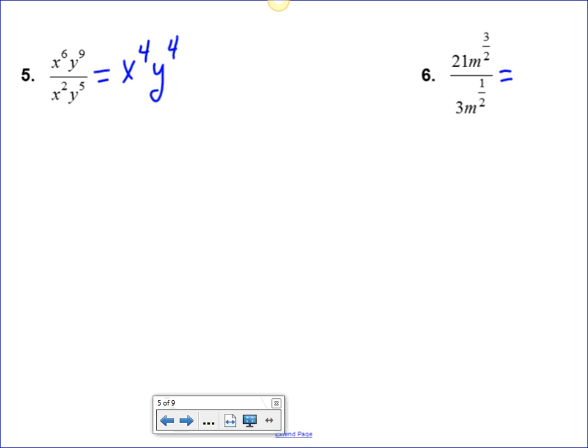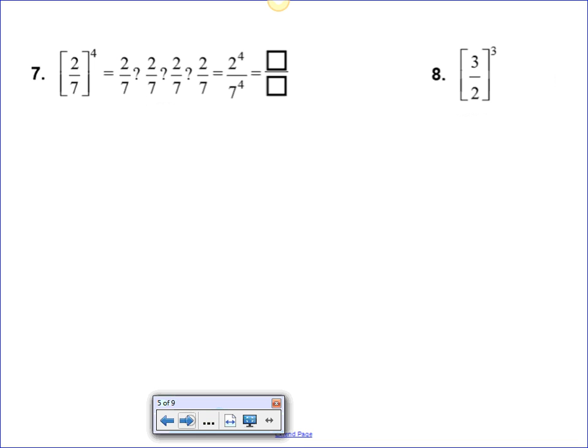Okay, this next one, I've got a 21 over 3. That simplifies, first of all, to a 7. And then we got to think about these m's. Before we talked about where do I have more of them at. One way to think about it, I got 1.5 on top. That's 3 over 2. So I have 1 more on top. So it'd just be simply an m left.